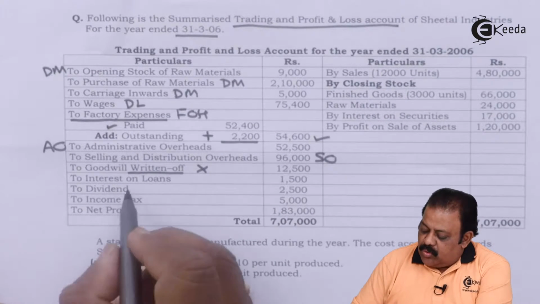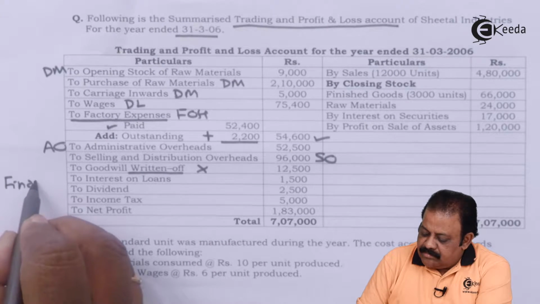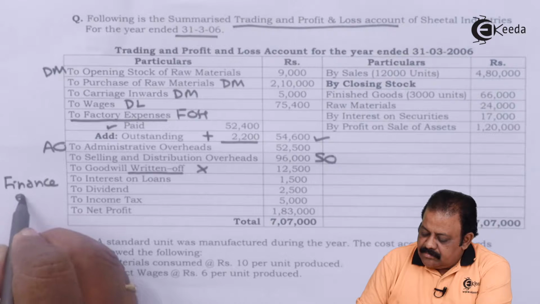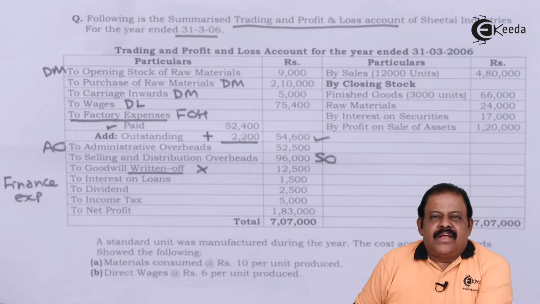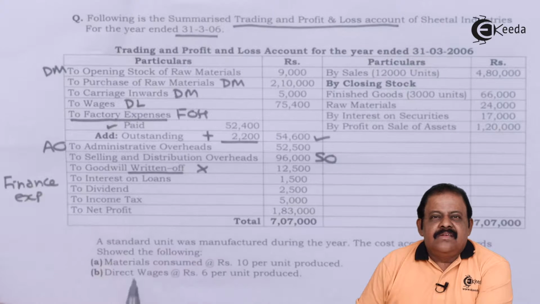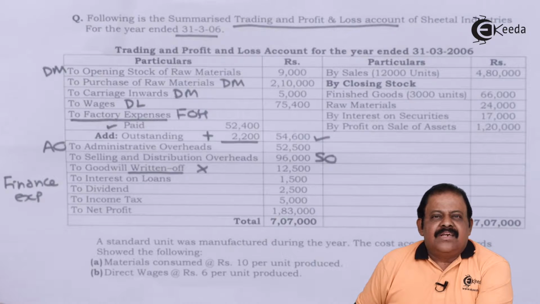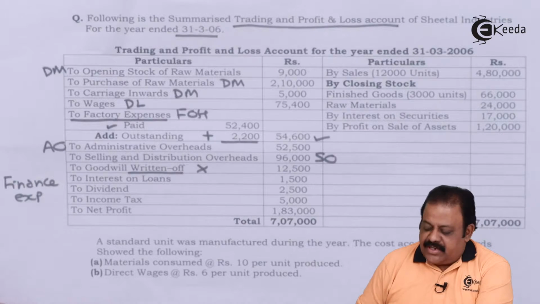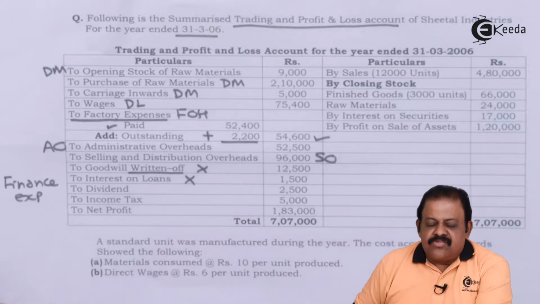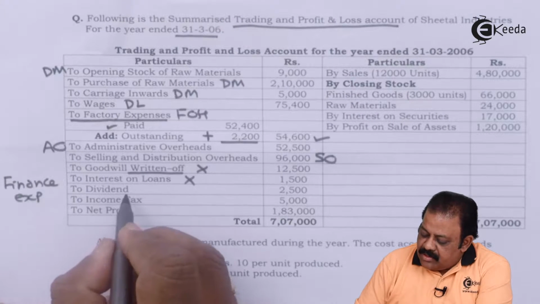Next, interest on loan. This is a finance expense. Loan taken by organization and interest is paid. This expense we record in financial book. Therefore, it is debited to profit and loss account. But this will not be recorded in cost sheet. So this will be one reason of difference between profit as per financial book and cost book.